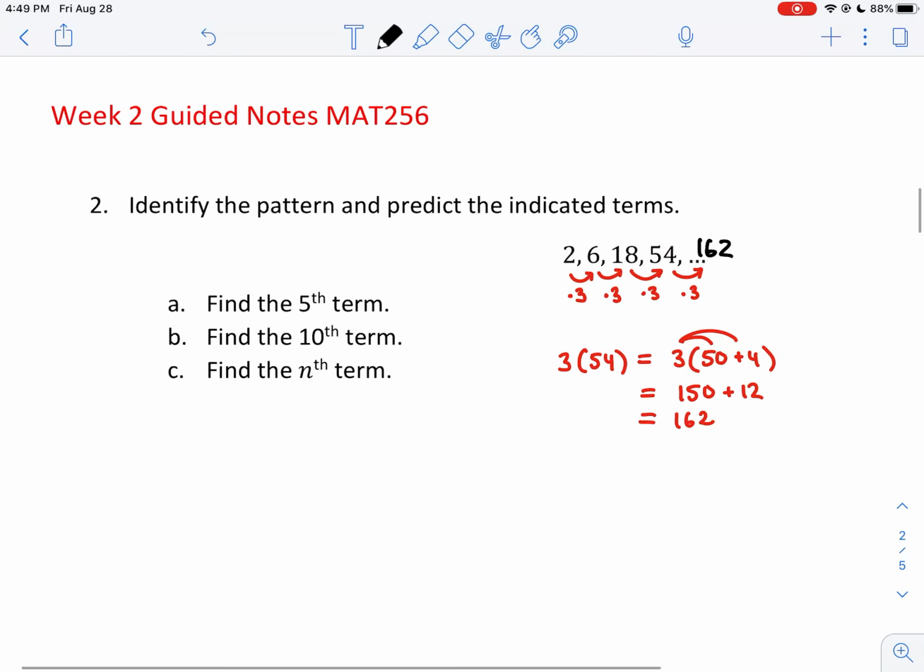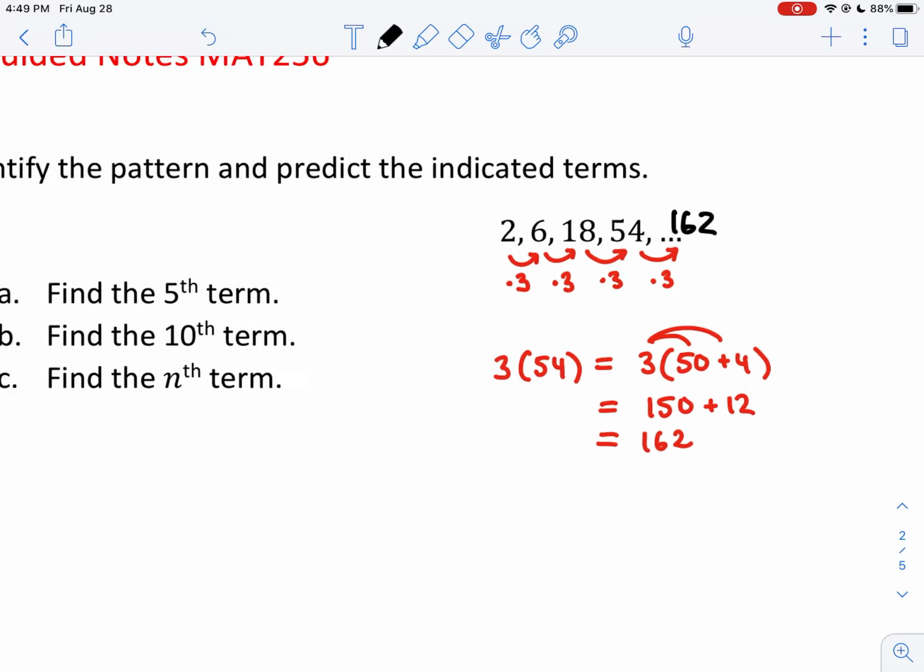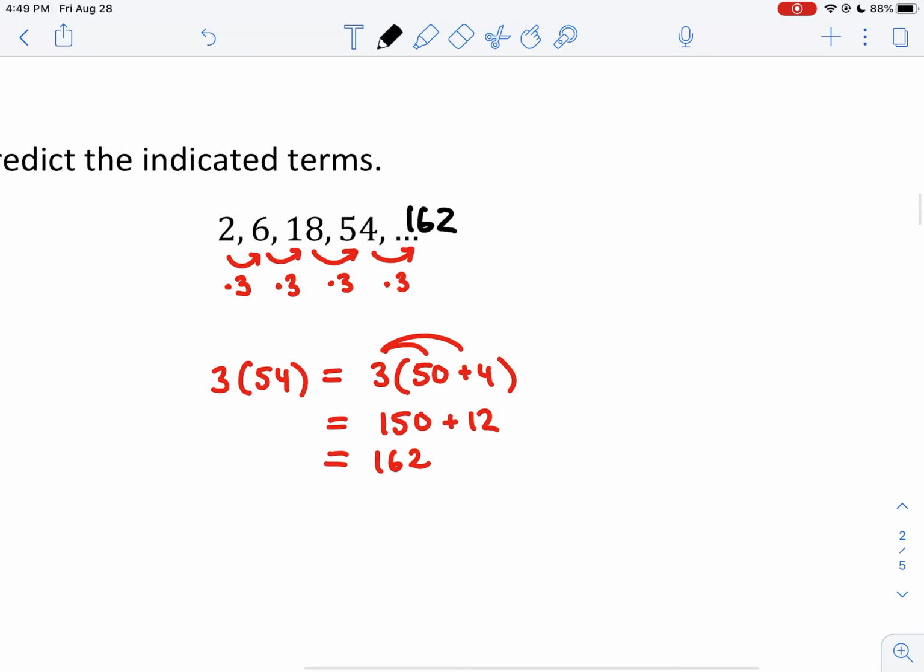And when you're doing your guided notes, you can be a little bit neater than what I do here. This video is just to talk about ideas, but I want you to present your answers in neater presentations than what you're seeing me do here, just for the record.